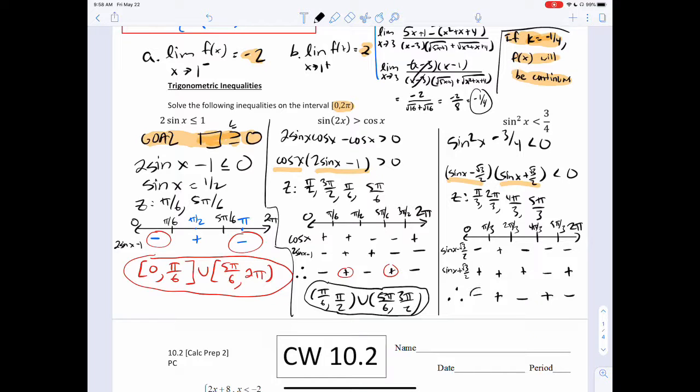We want the negative answers. And we got it. There it is. 0 to pi over 3, union 2 pi over 3 to 4 pi over 3, union 5 pi over 3 to 2 pi. And remember, just because they alternate in our examples, that does not mean it works every single time. It will work once in a while, but again, in trigonometry, because of the circle, that is not a pattern, that's not a valid method you can use.